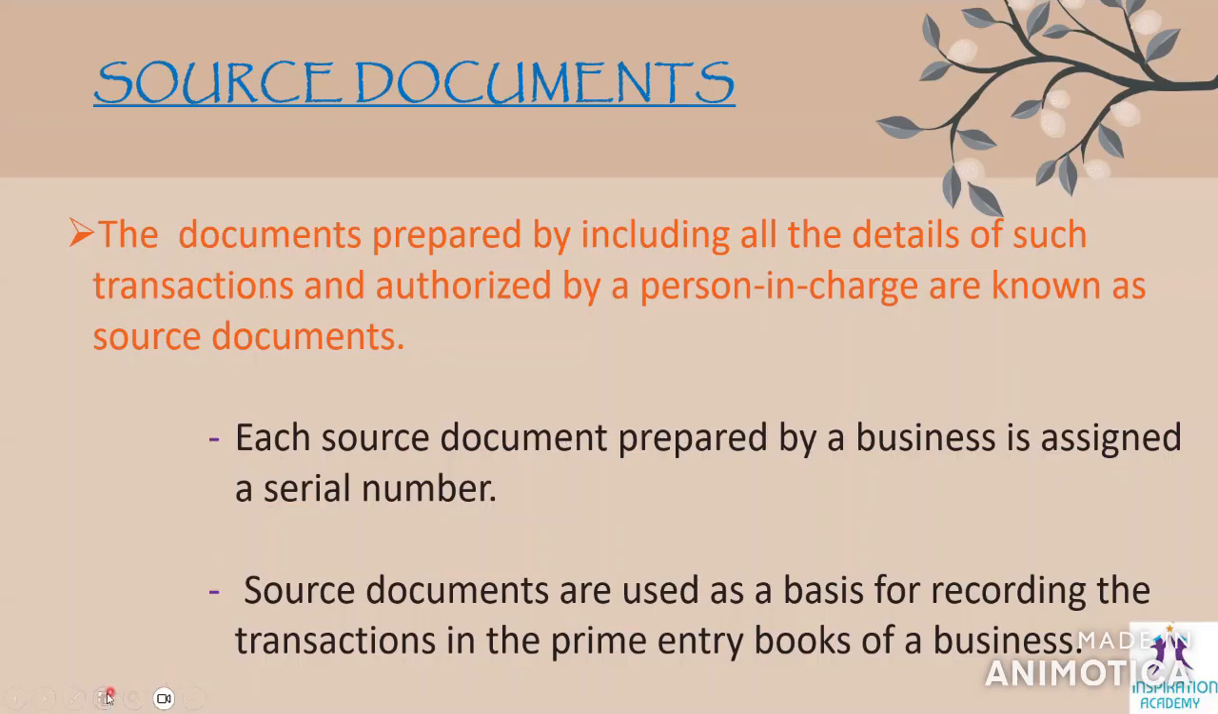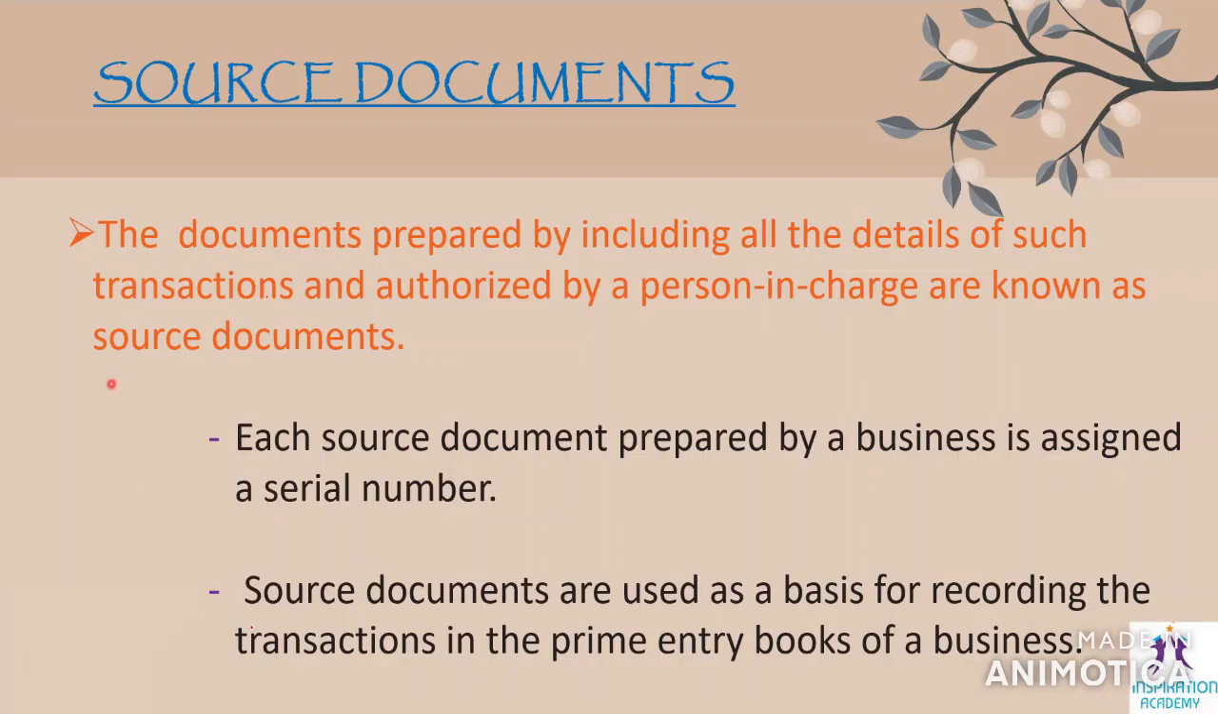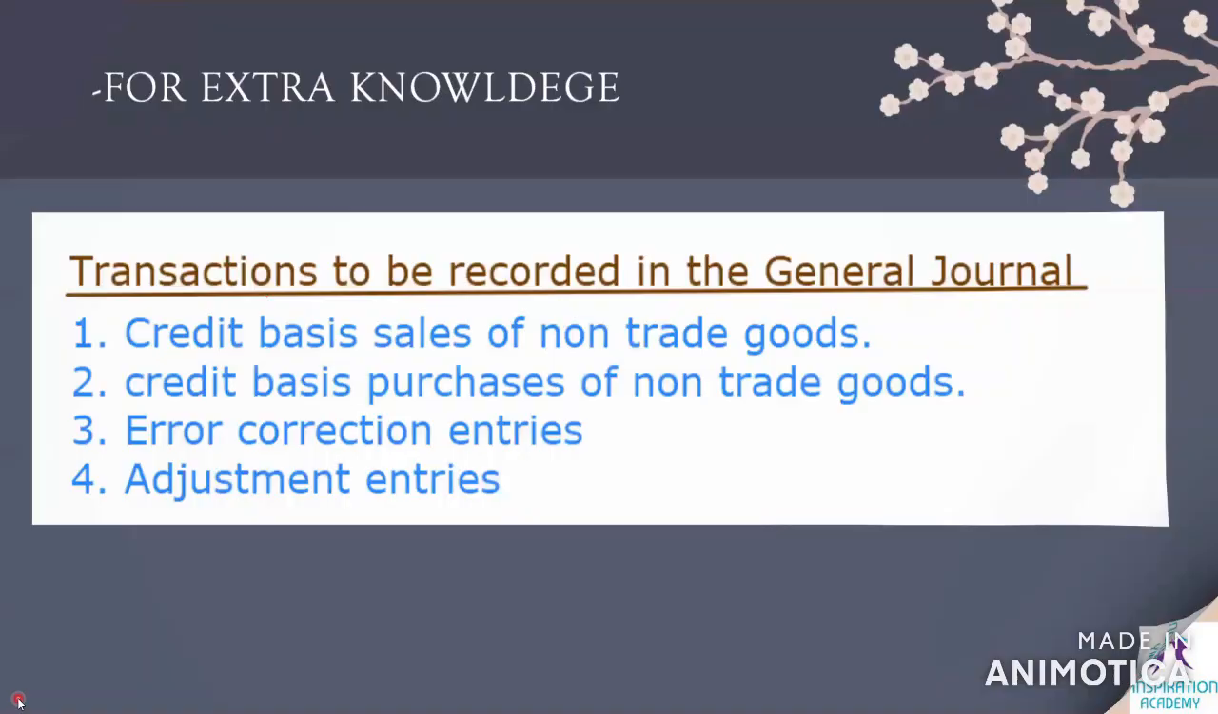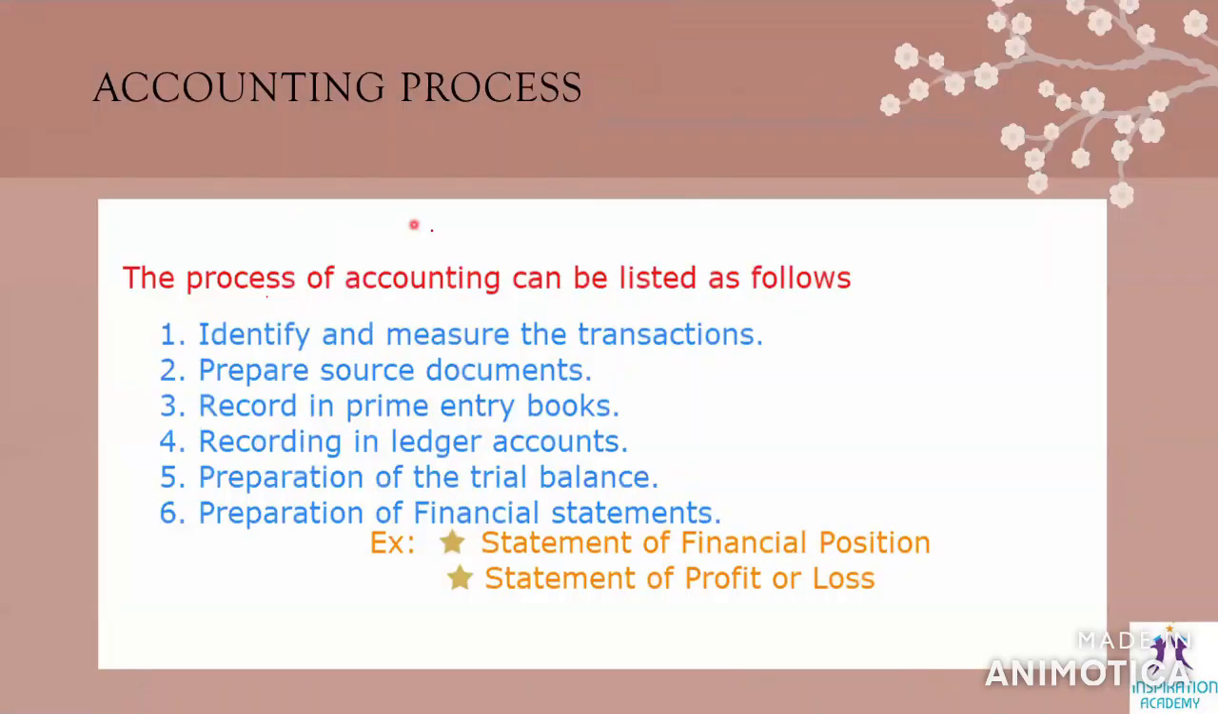Earlier, at the beginning of the lesson, we discussed the accounting process, right? When we discussed the accounting process, we looked at it right here. It is convenient for us. We first prepare the source documents, and then from the source documents we record them in the prime entry books. Right, let's move.